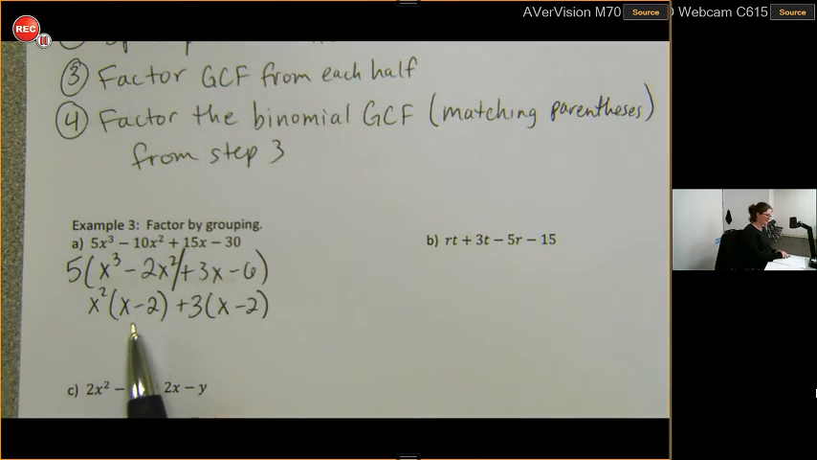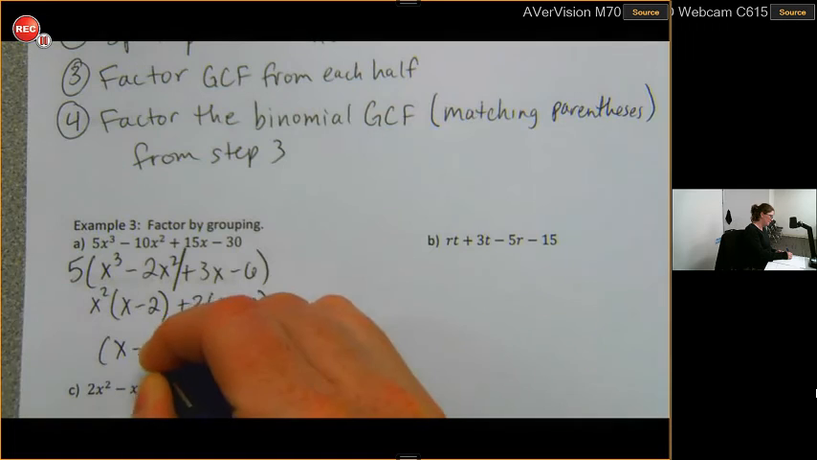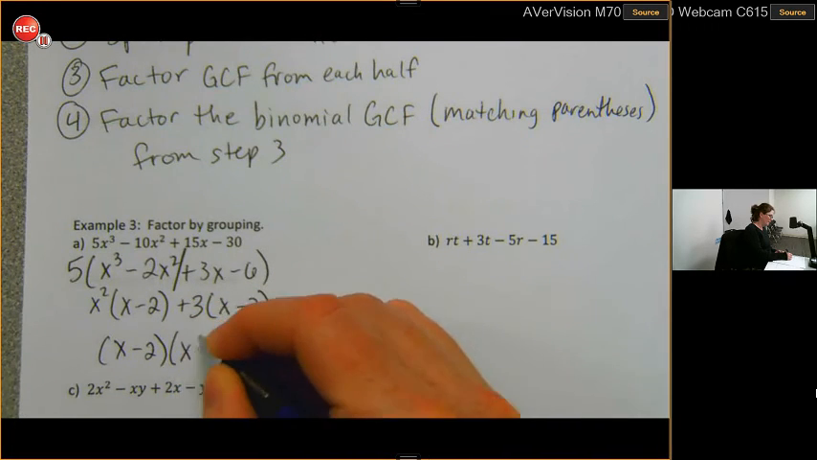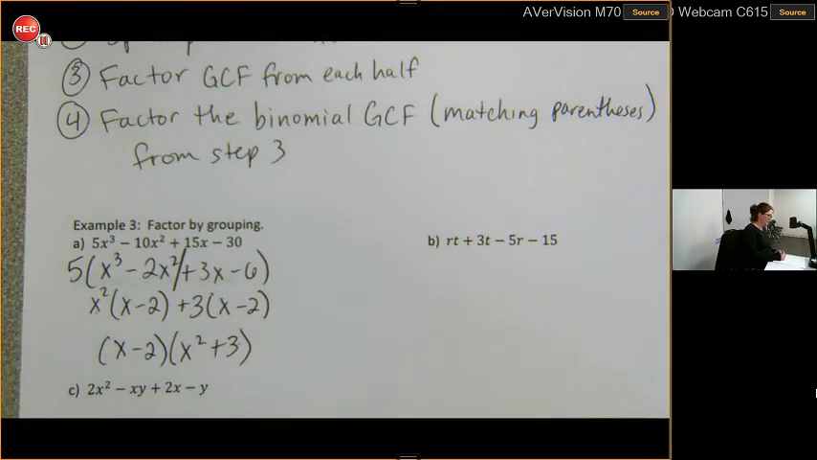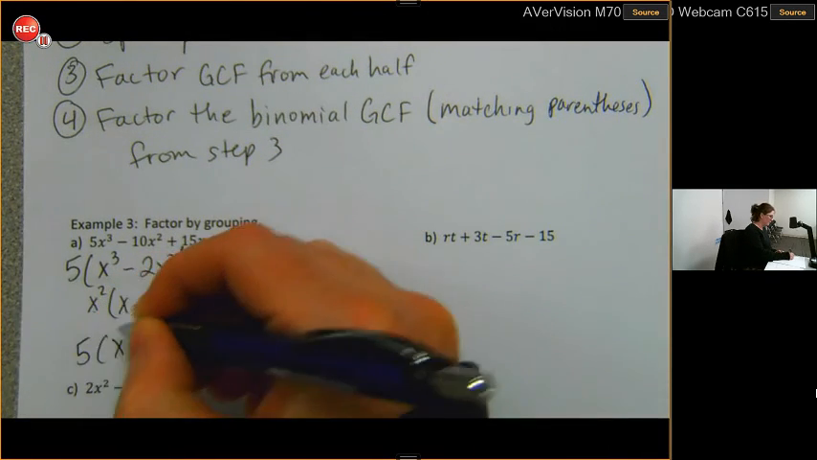So this is what I was talking about with the matching parentheses. So I factor out the x minus 2. When I factor out the x minus 2, what's left is x squared plus 3. That would be those terms I factored out earlier. And then don't forget the 5 in front.